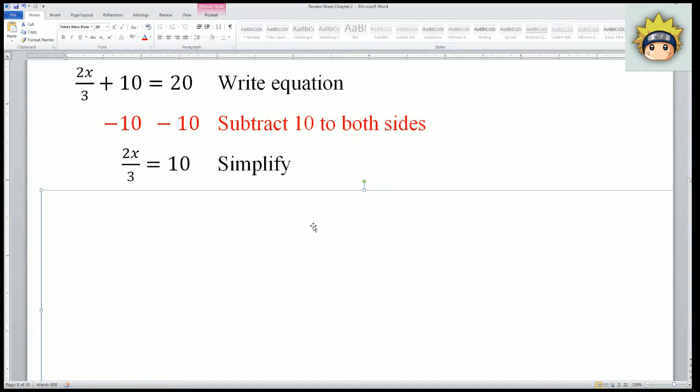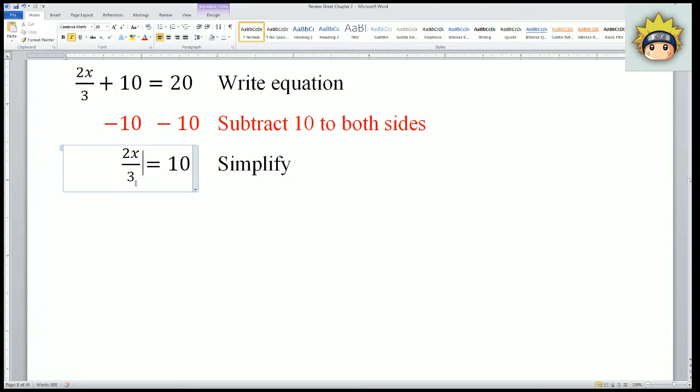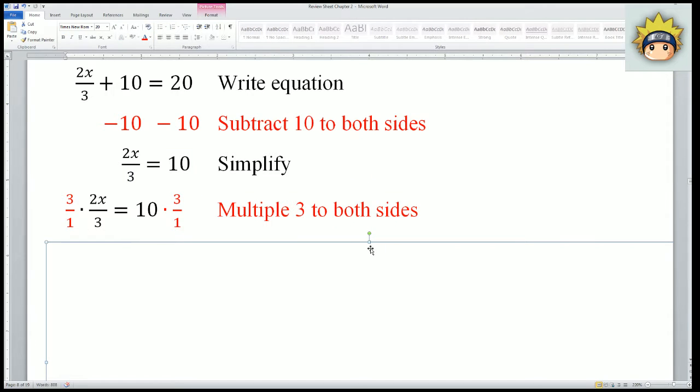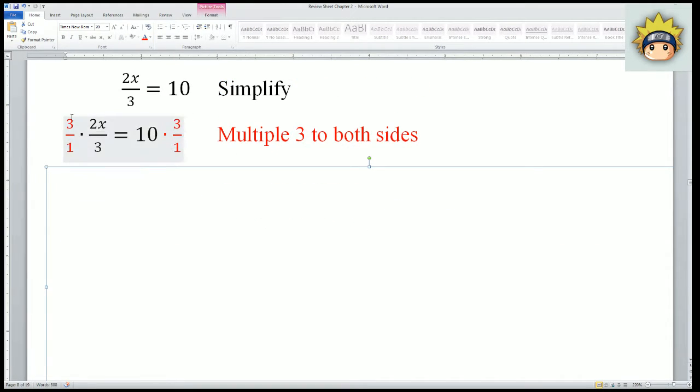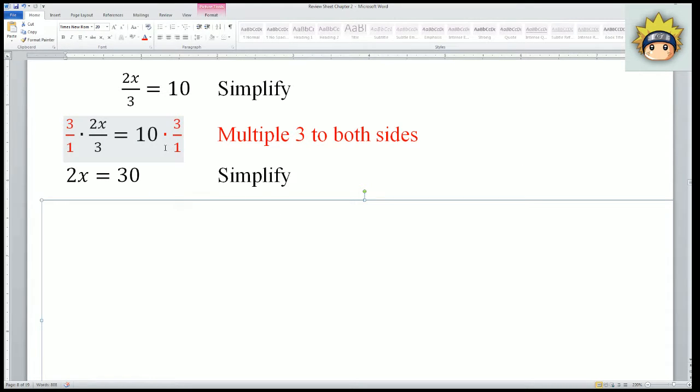I'm going to do this in two parts. I'm going to get rid of this divide by 3 first. Do you see this ugly divide by 3 on the bottom here? I don't like this divide by 3. So, what is the inverse of divide by 3? Multiply by 3 to both sides. So the left-hand side, after I multiply by 3, I got a 2x left over. And on my right-hand side, 10 times 3 is 30.